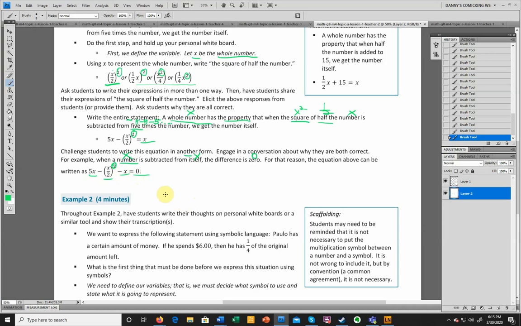Think about why that is. Think about why that is. If you are minusing 1x squared, you're actually minusing the number. So that makes it 0.